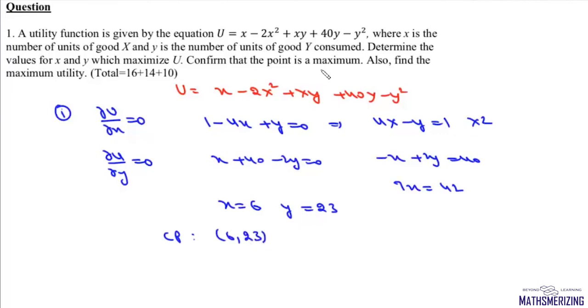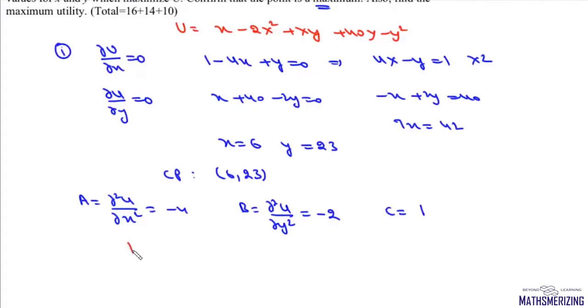Now we'll need to confirm that it's a point of maximum. So for that, we'll find a, which is del square u upon del x square. Now we'll partially differentiate this function again with respect to x. We'll get minus 4. We'll find b, del square u upon del y square. So we'll partially differentiate with respect to y. We'll get minus 2, and we'll find its cross derivative c. So we have to differentiate this function now with respect to y. So the value of c is simply 1. From here also we'll get the value of c as 1.